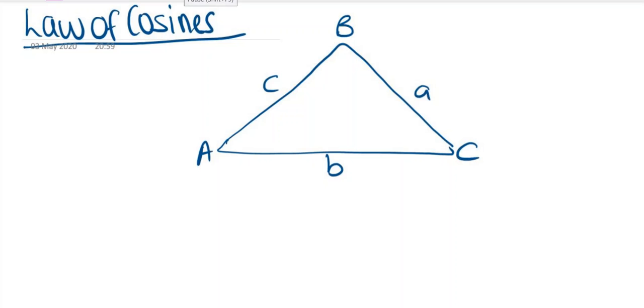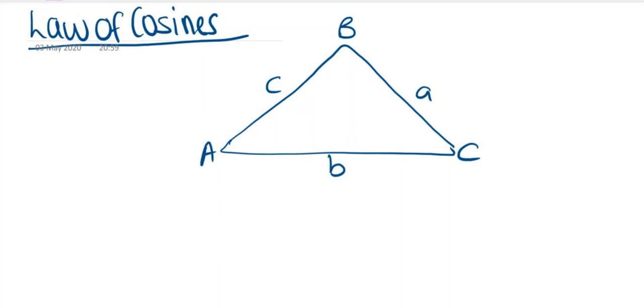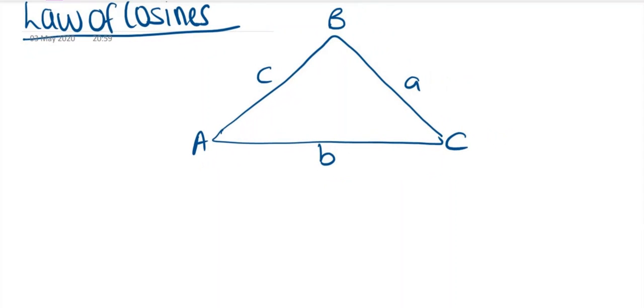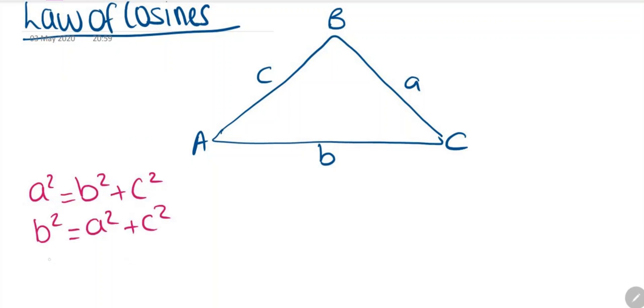When we can't use the law of sines, we have to use the law of cosines. In the triangle ABC, if the sides with lengths a, b, c are opposite the angles, then we can write the following formula. It starts off like the Pythagorean theorem. So a squared is b squared plus c squared, and then b squared is a squared plus c squared, and c squared is a squared plus b squared. So you start off the same.